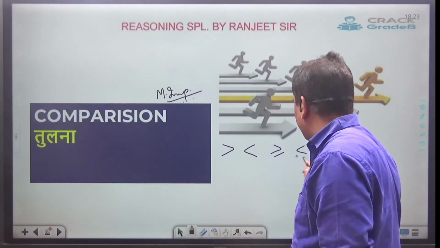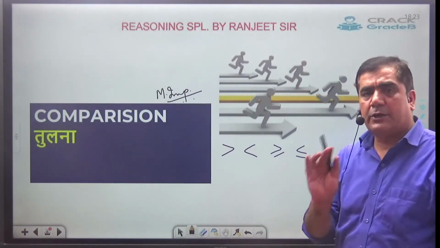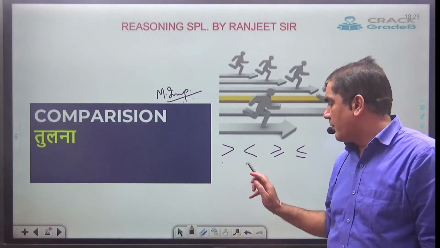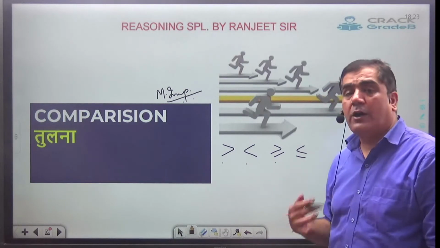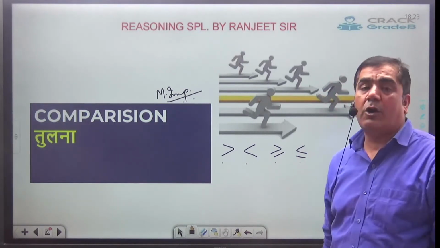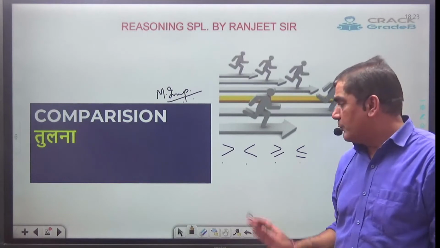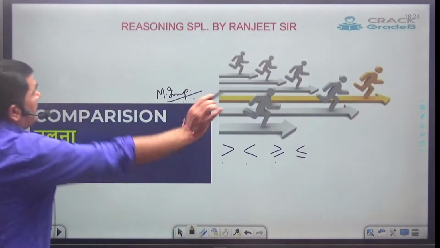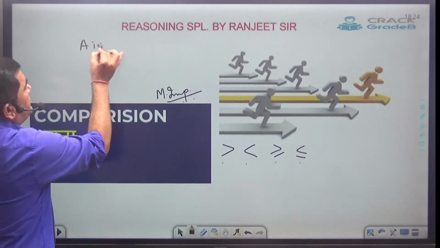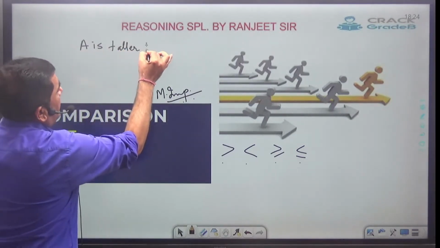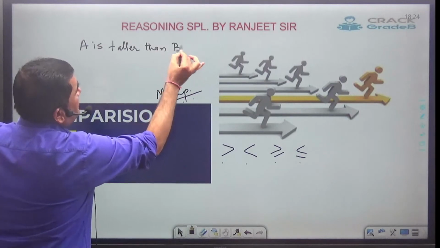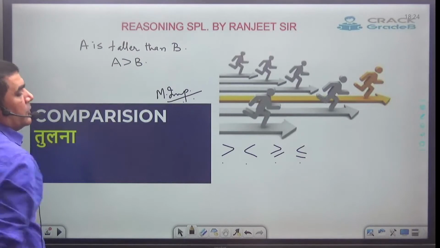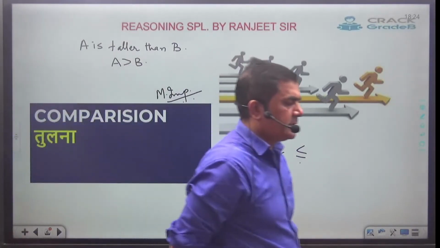Since we have already covered coded inequalities in the class, I think you must know what this symbol stands for. This is greater than, this is smaller than, this is greater than or equal to, and this is smaller than or equal to. Clear? So most of the students will use these. Let's take an example. Suppose they have given a statement, A is taller than B. Whenever this statement comes, most of the students will write like this.